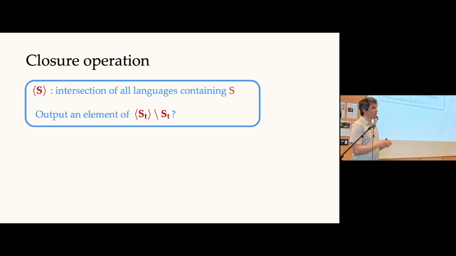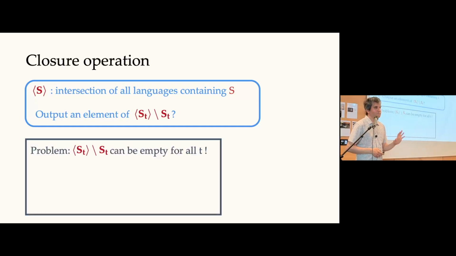Suppose we have a bunch of strings that we've received, S_t. Let's look at all the languages that contain S_t. So these are all the possible languages that the adversary could have in mind. Take their intersection. Maybe using that intersection is useful. Maybe we should output an element that belongs to the intersection minus the set of strings that we've seen so far. It turns out that this doesn't quite work, and the problem is that this difference between the closure and the set S_t might actually be empty.